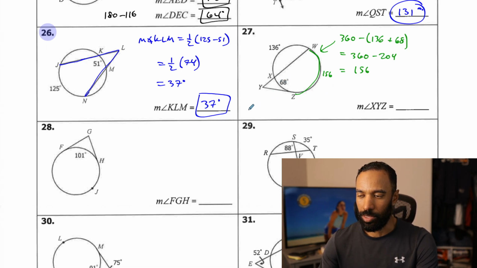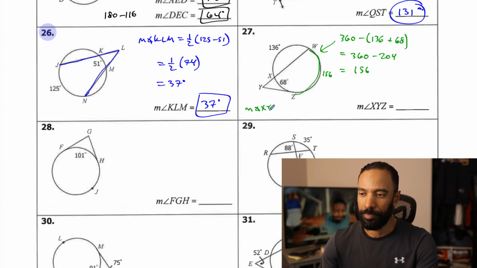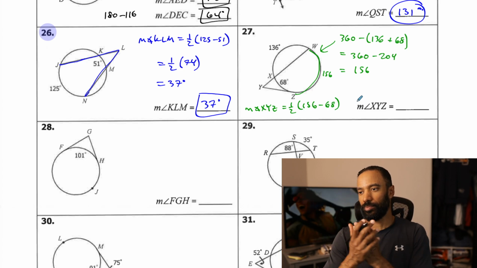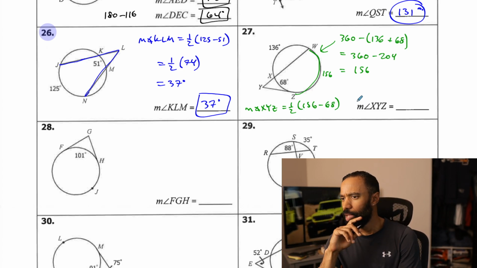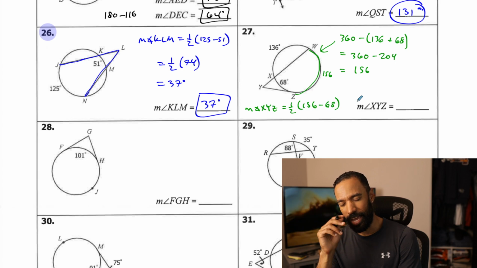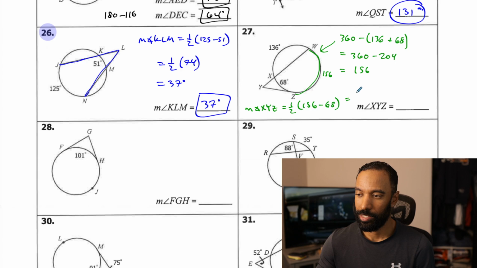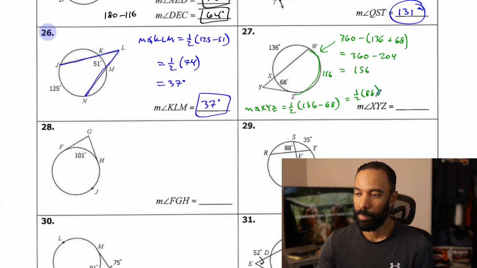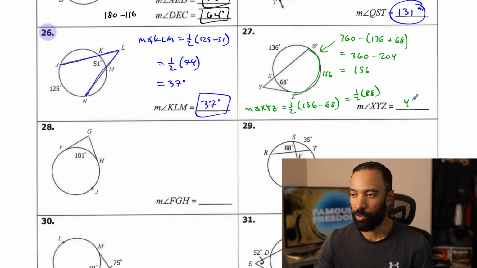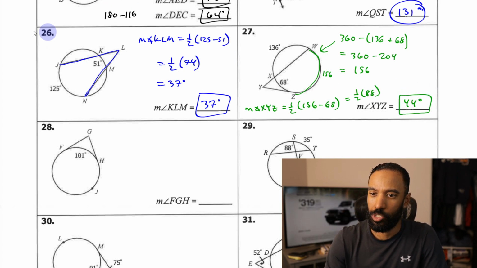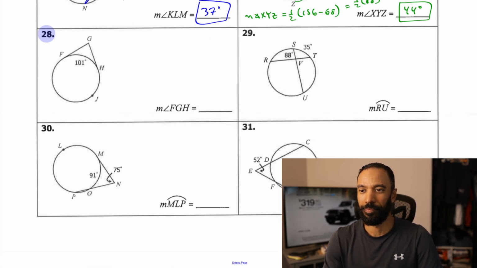Now, the 68 is still there. So the measure of angle XYZ will be half the difference of 156 and 68. I feel like there's a faster way for me to have done that. 156 minus 68 is 88, and half of 88, I think, is 44. That was 27. Let's go to number 28. I regret having this circle thing now.